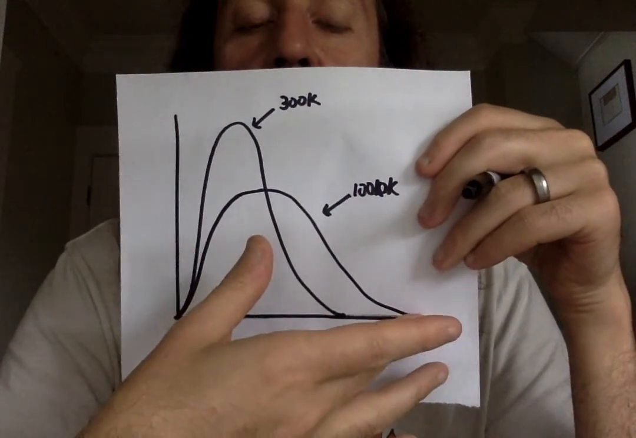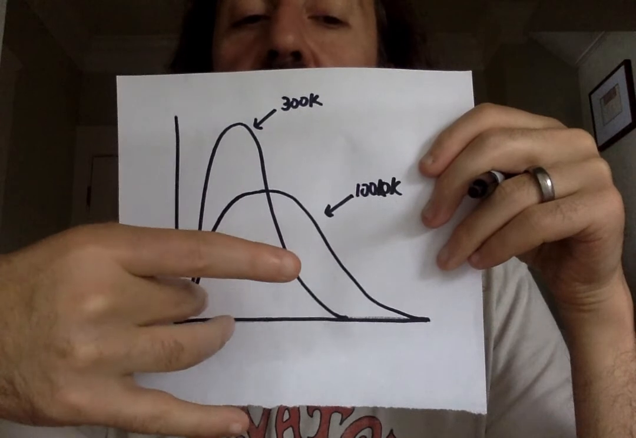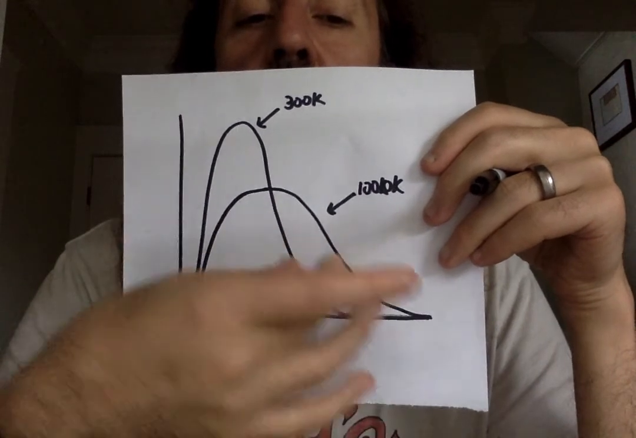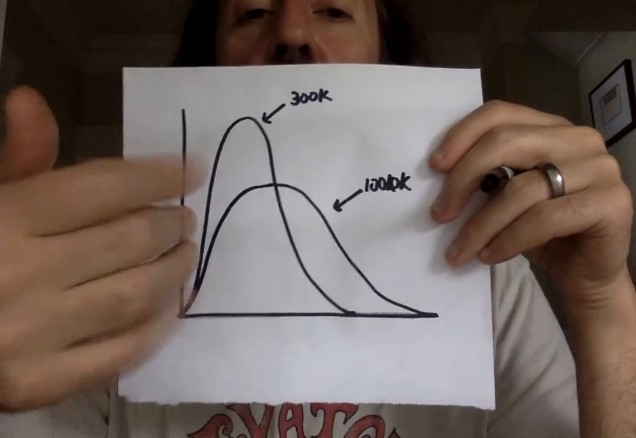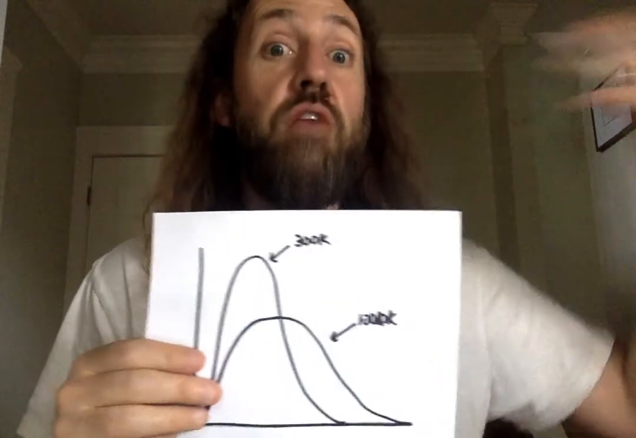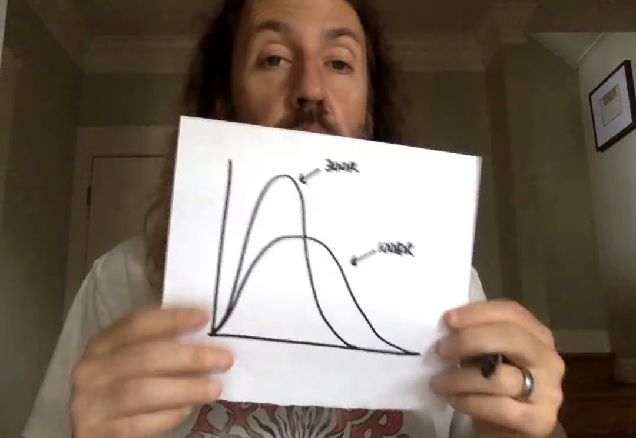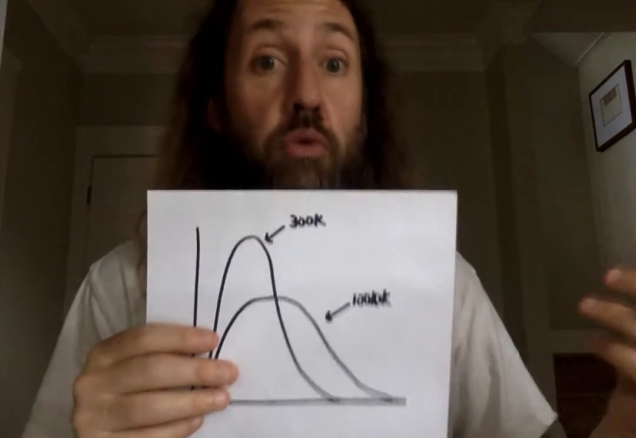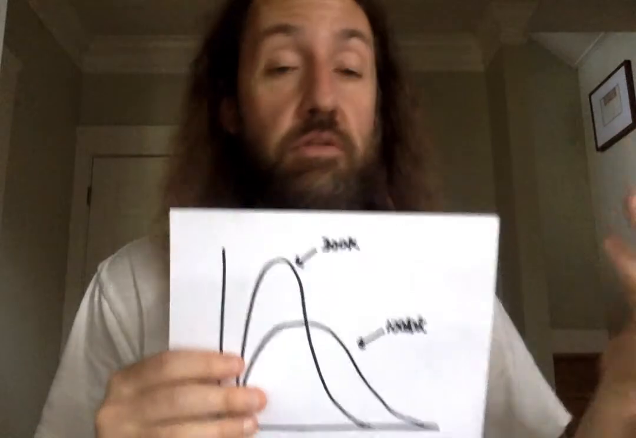The highs are higher, the lows are still basically the same, but you have more options here, and therefore that's what gives you the higher average, because you have more particles with more energy at a higher temperature, and so it gives you the higher average.